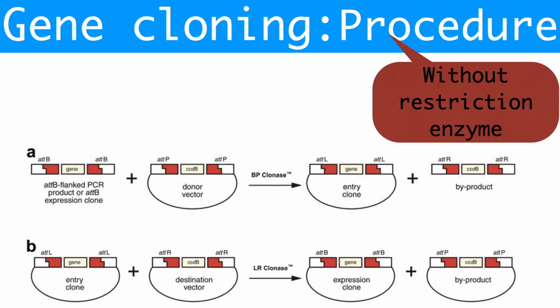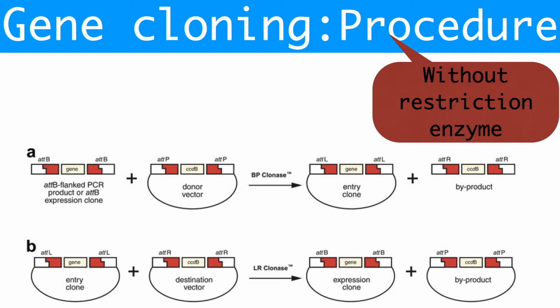In this case, if you do not have the specific restriction enzyme, or sometimes, for example, the restriction enzyme has restriction sites but cuts a longer fragment of DNA than we need or require, what we can do is a cloning procedure without using restriction enzyme.